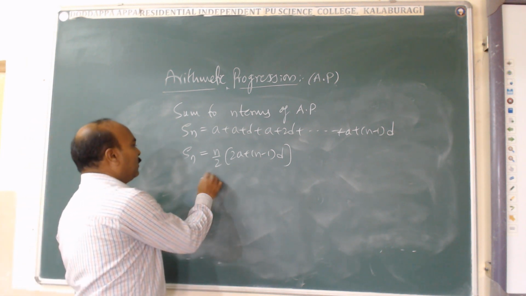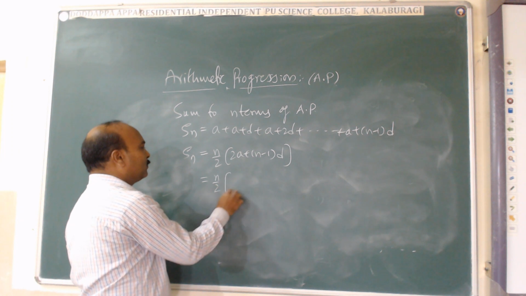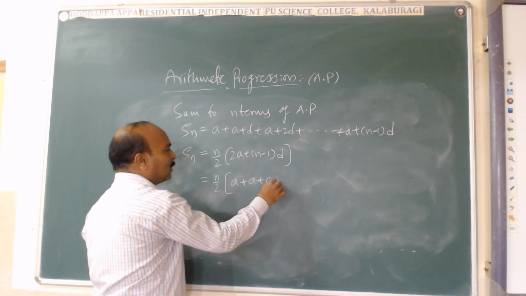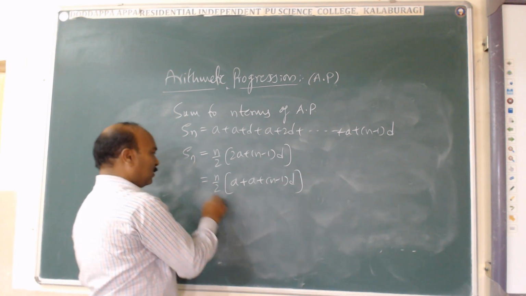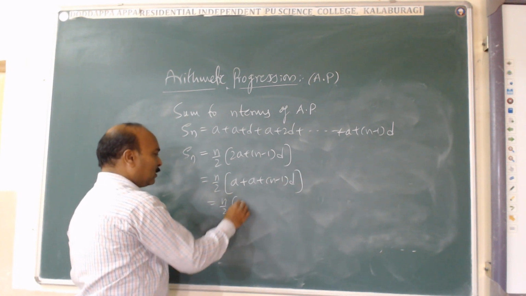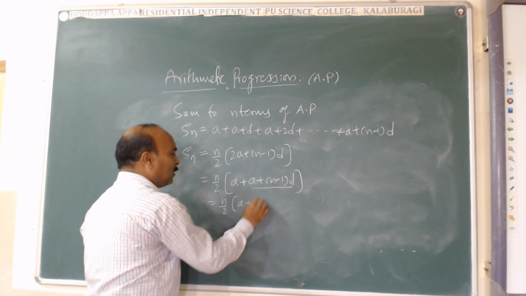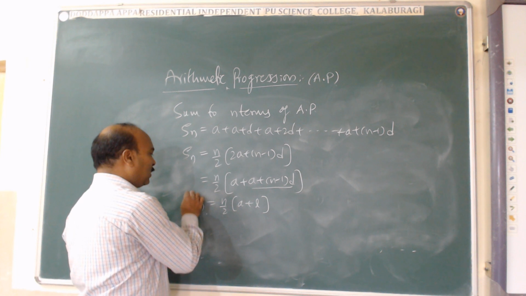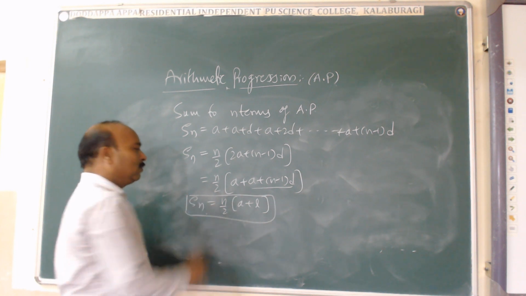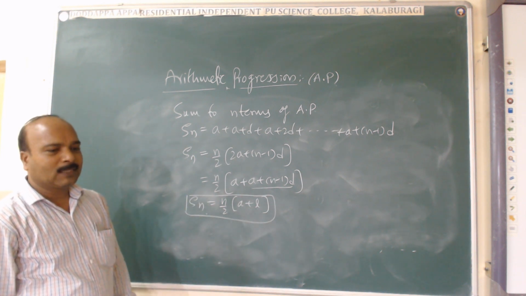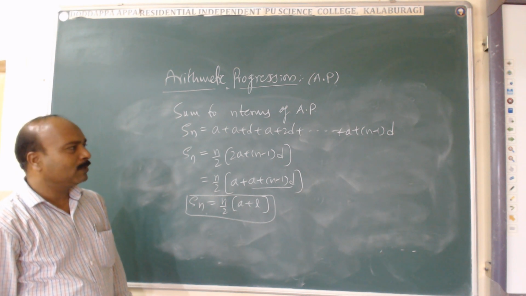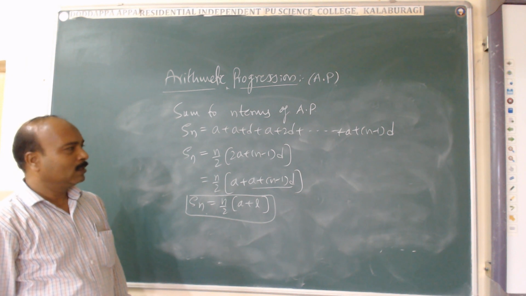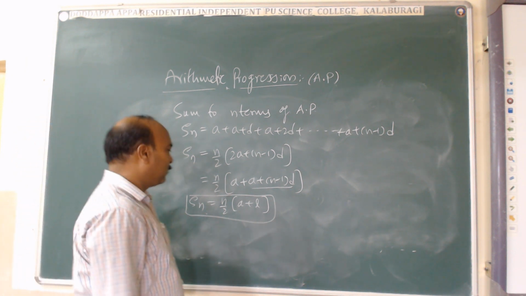Now it can also be written as n by 2 into a plus a plus n minus 1 into d. Now n by 2 as it is, a, and this I will take as L. L is nothing but an. So Sn can also be written as Sn equal to n by 2 into a plus L, where L is nothing but the nth term of the AP. This formula you can also use for some particular examples. Now we go for some examples.